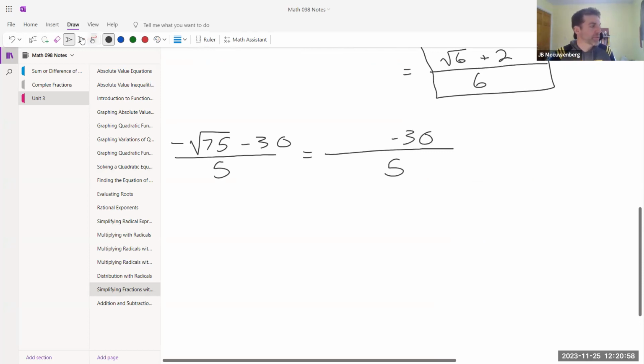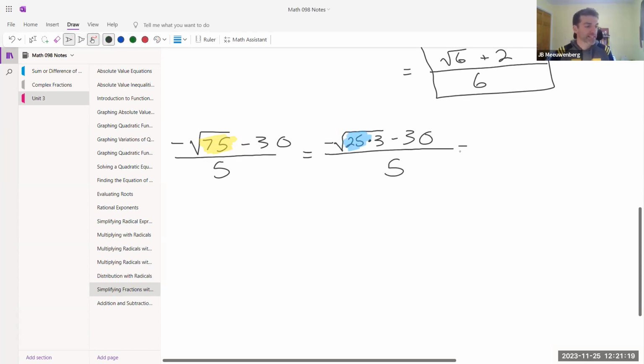The first thing I'm going to do is try to simplify this radical. So I'm going to break that 75 up. There's a negative out front. I can't forget about that. I'm going to break the 75 up into, that's right, 25 times 3. Why did I do that? Because 25 is a perfect square.